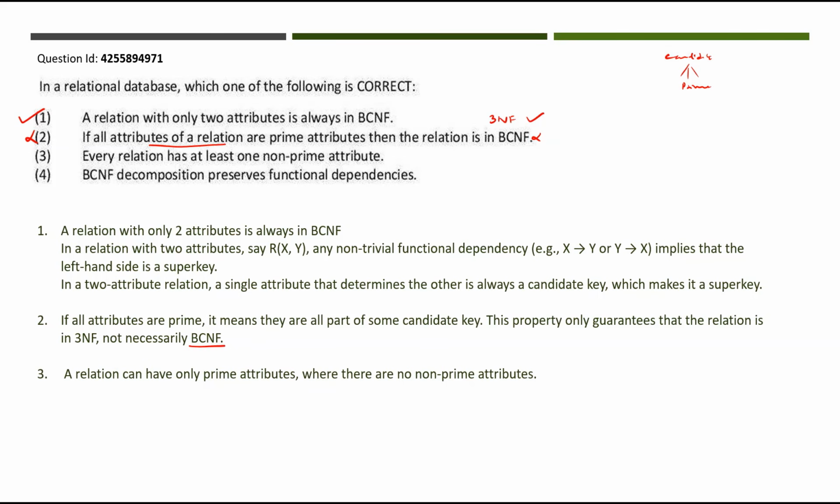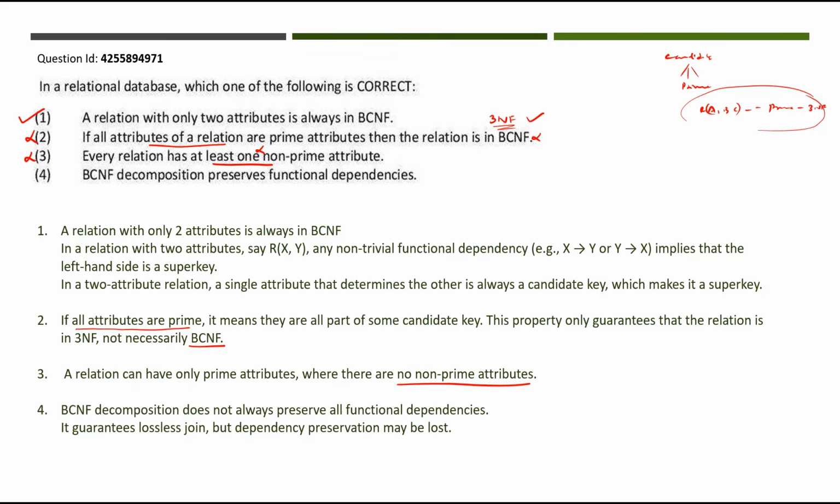What about third one? Every relation has at least one non-prime attribute. A relation can have only prime attributes where there are no non-prime attributes. If you take the second statement as the case, then that relation will have no non-prime attribute. Say for example, when A, B, C are all prime attributes in a relation, then this condition is definitely false. There can be a relation with no non-prime attribute and every attribute can be prime. So 3 is also wrong.